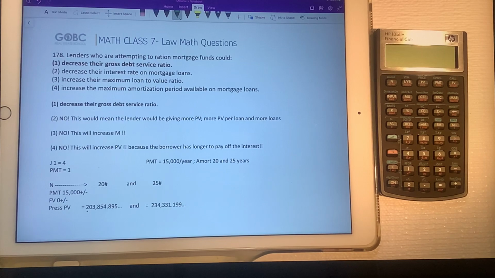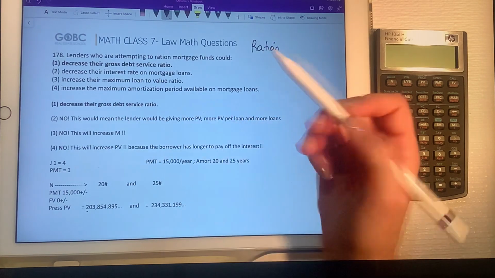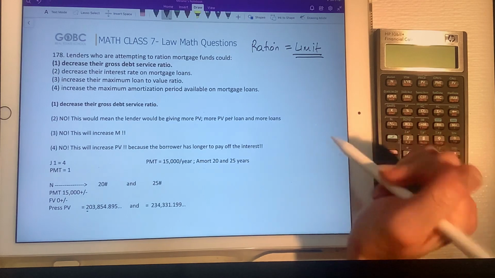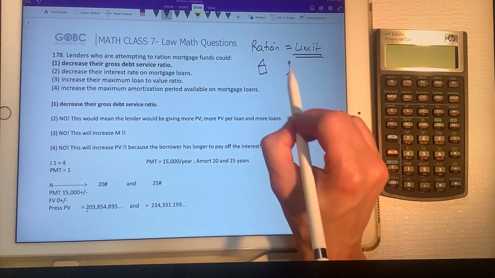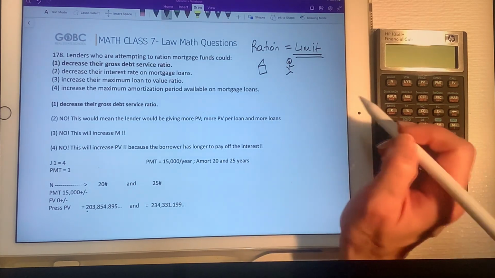Okay, number 178 says, lenders who are attempting to ration mortgage funds could do what? So you have to understand what the word ration means before you can even answer the question. So ration means to limit, okay? So what were we doing when we did all of our math class 6 questions? We were using all of those formulas that we just talked about, right? For both sides, we're using those formulas to decide how much the lender would be willing to give that borrower.